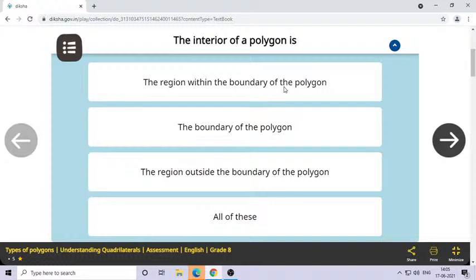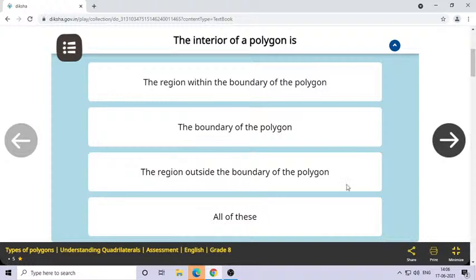So most of you are reading all of this. See, if it is all of these, see here, the region outside the boundary of a polygon. Is it the interior of a polygon? No, it is not going to be this. So that's why D will not come. Okay.